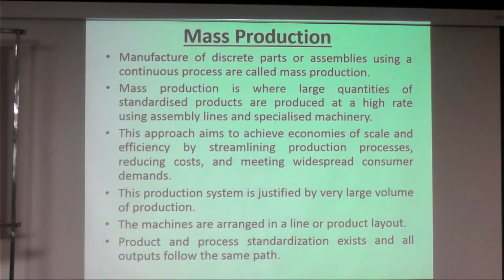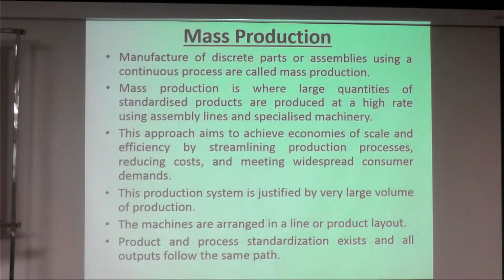Mass production. So, manufacture of discrete parts or assemblies using a continuous process is called mass production. Mass production is where large quantities of standardized products are produced at a high rate using assembly lines and specialized machinery. So the approach aims to achieve economies of scale and efficiency by streamlining production processes, reducing costs and meeting widespread consumer demands.